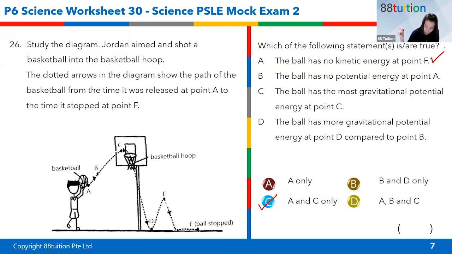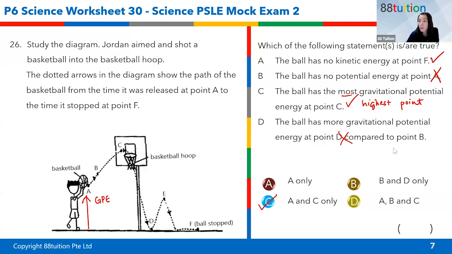The ball had no potential energy at A. This is not true, because it is at a height, right? So there is gravitational potential energy. The ball has the most gravitational potential energy at C. Yes, it is at the highest point. Ball has more potential energy at D than B. Not true. D is actually on the ground, so this is not true.